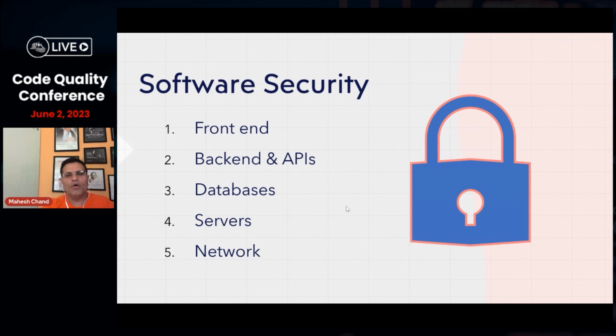Think of this like you have a home. In your home, you have these windows and doors: front end, back end and APIs, databases, servers, and network. How do you secure all of them? Let's say you have a home with 11 doors and windows, and one small window is open. Thieves can come in from that one window and steal. It doesn't matter if the rest of the 10 windows and doors are secure. Makes sense? Hopefully that makes sense.